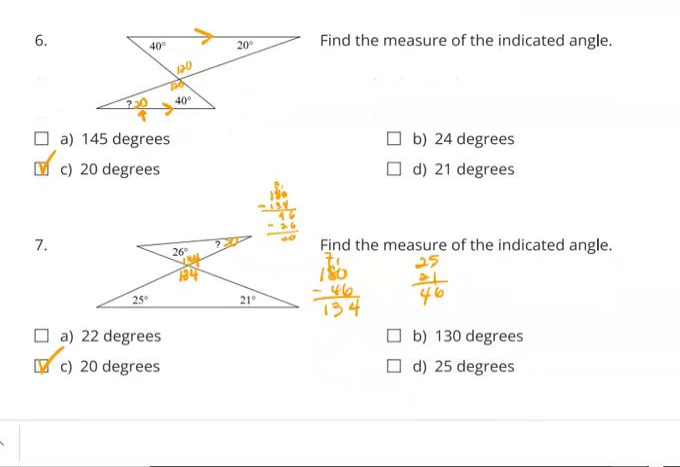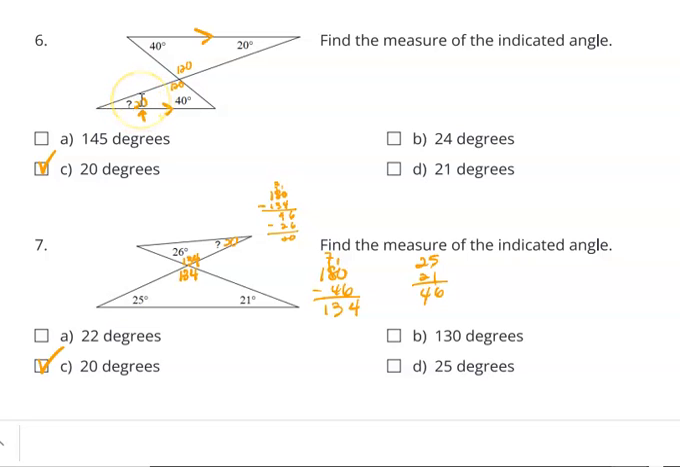Okay, moving down to question 6. Find the measure of the indicated angle. What's happening here is that in the top triangle, I have a 40 and a 20. So 40 and 20 is 60. That means that this must be 120. This must be 120. And this was 40. So 40 and 120 is 160. Therefore, this is 20. People in class, when we did this, said 20 right away.